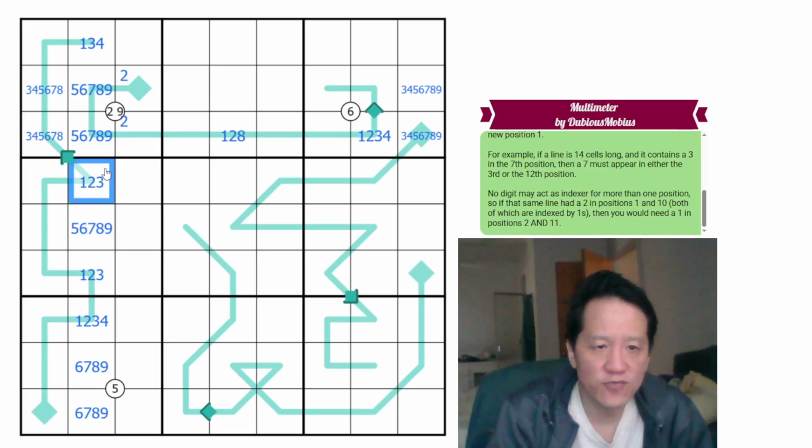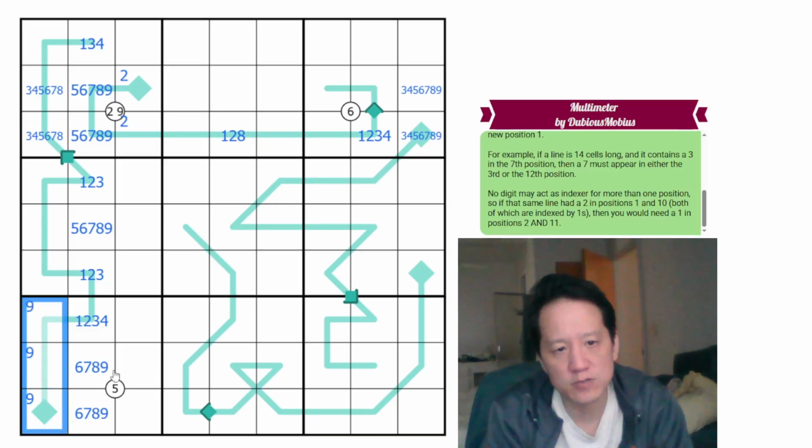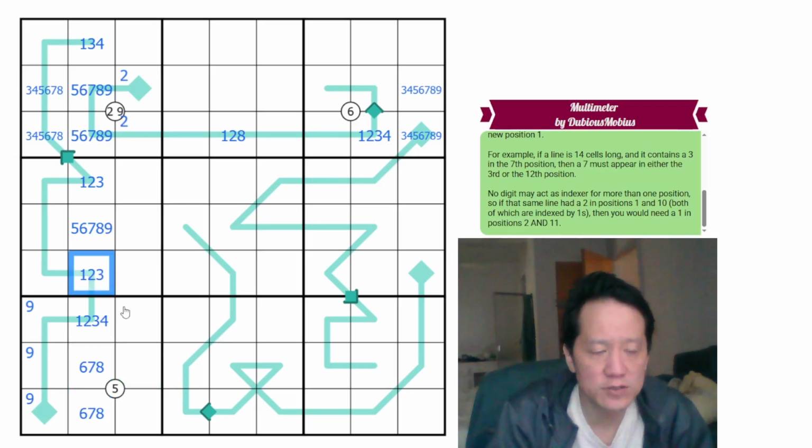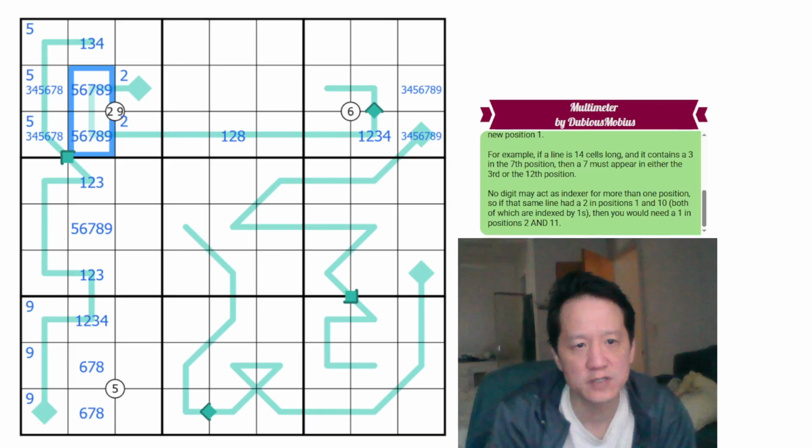Okay, so that means for the 9th position, they have to be in the 1st, 2nd, or 3rd position for the 9. And this can't be 9, so one of these must be a 9. So one of these is a 9, which means this cannot be 9. This is also saying 5 must be in either the 1st, 2nd, or 3rd position on one of these sets, and it cannot be here because this has a 5. So this 1, 2, or 3 references one of these. So one of these is a 5, which means this cannot be 5.